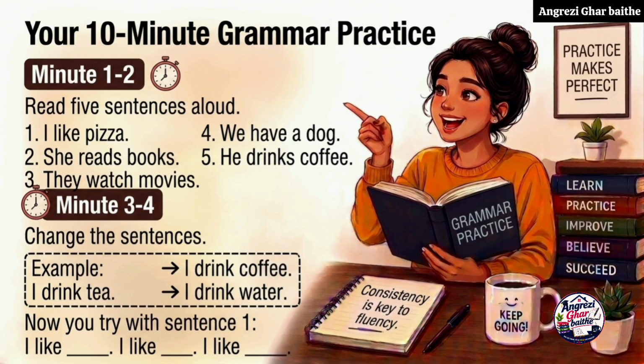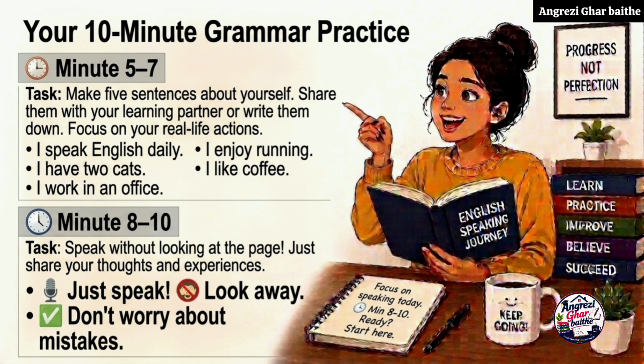Your 10-minute grammar practice. Minute 1 to 2: read 5 sentences aloud. Minute 3 to 4: change the sentences. Example: I drink tea. I drink coffee. I drink water. Minute 5 to 7: make 5 sentences about yourself. Minute 8 to 10: speak without looking at the page. Don't worry about mistakes. Just speak.